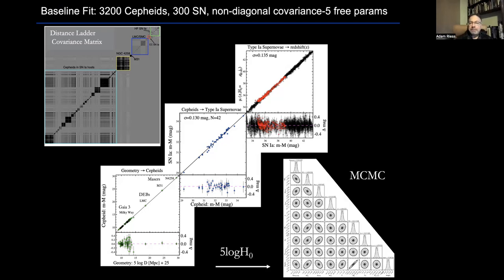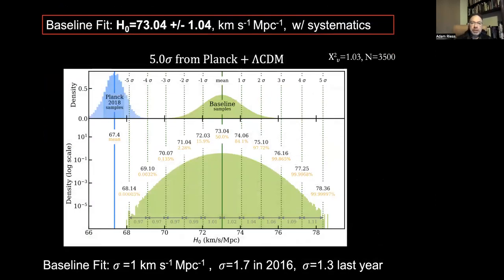And then we run an MCMC so we can properly measure the, I'm sorry, I forgot to mention the 5th parameter. That one is 5 log H naught. And so that, of course, is what tells us the Hubble constant. So we can also measure the covariance between the model parameters. That can be important in some cases as well.